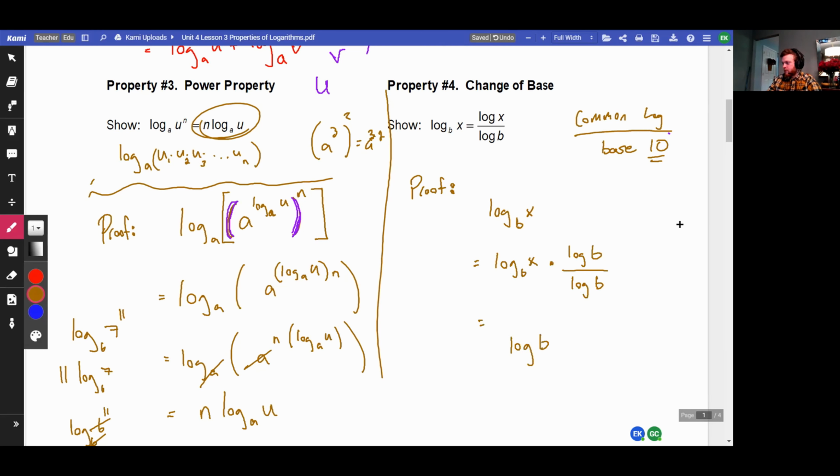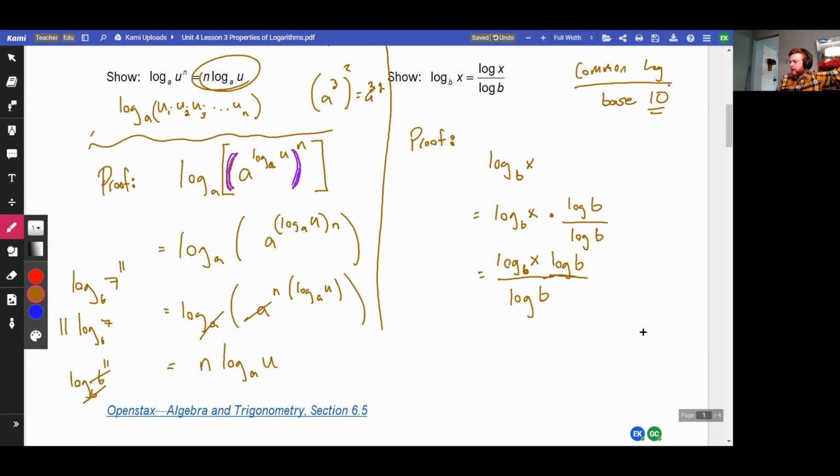I keep almost doing it. So we have like log b, well, let me actually write this. We have log base b of x times log b. Okay. So we have the right denominator now. We need to turn this numerator into log x. We need to turn the numerator into log x. We have the right denominator.